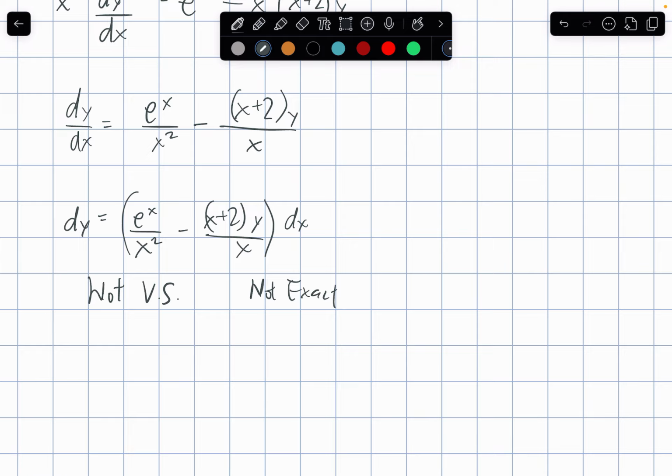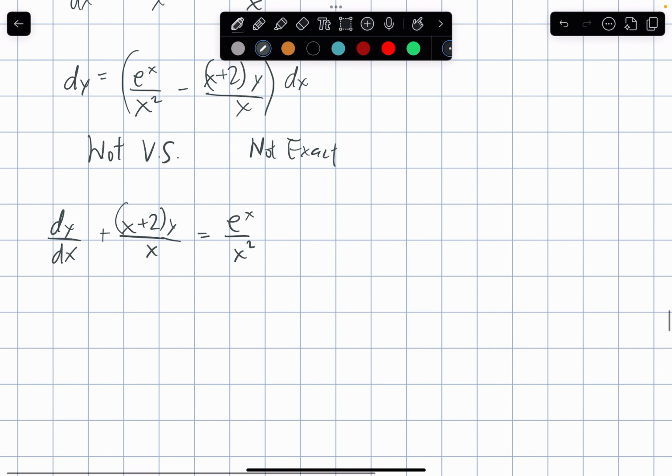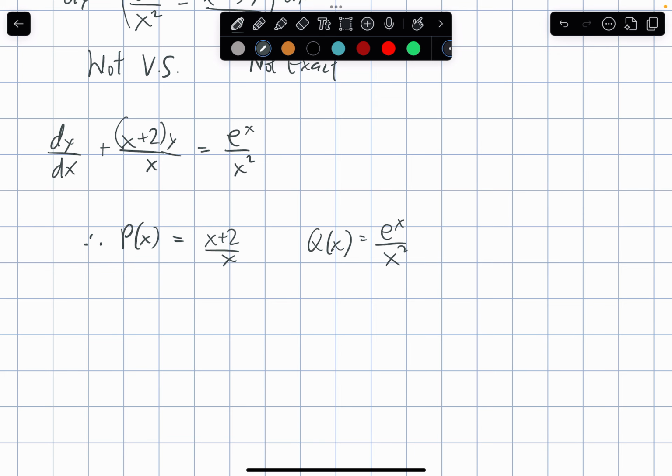So now let's convert into standard form. So transpose to the left side, this one. Okay, so p of x is equal to x plus 2 over x. Q of x is equal to e raised to x over x raised to 2. Now, let's identify the integrating factor. Again, it is equal to e raised to the integral of p of x dx. Now, substitute.